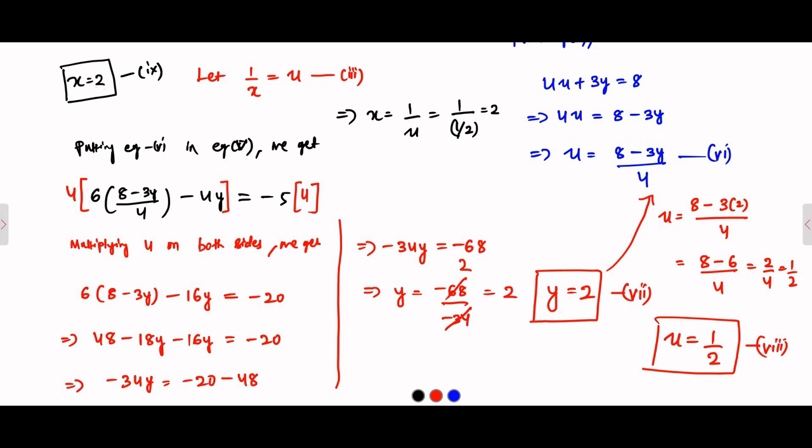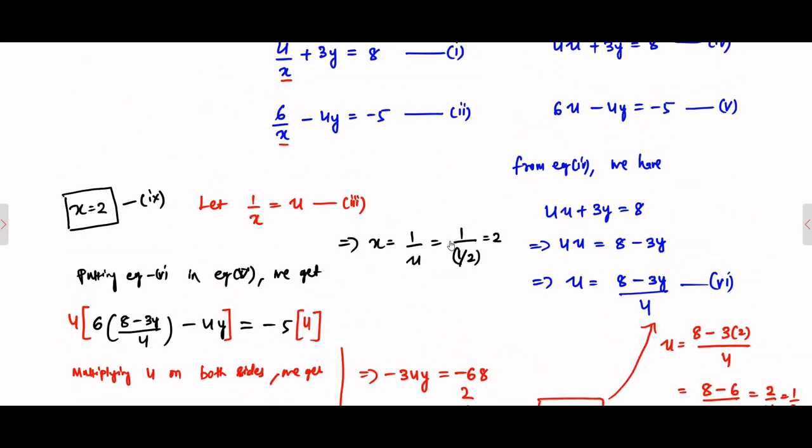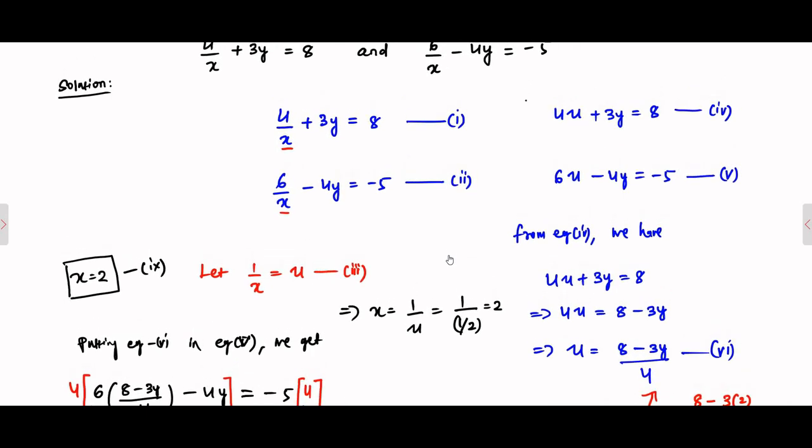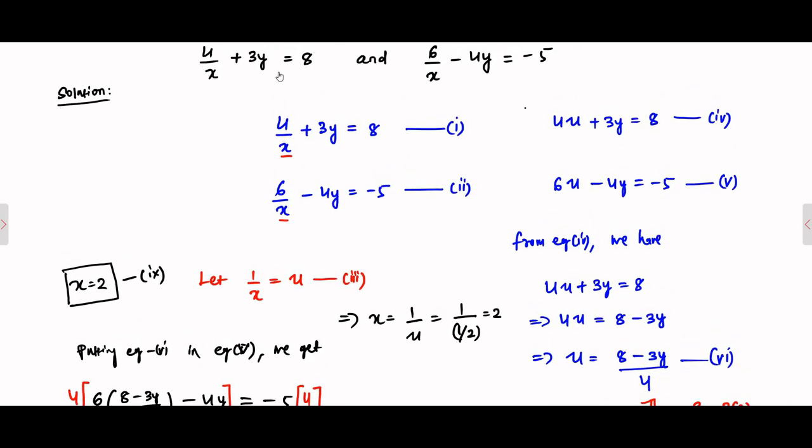So the important thing here is this variable x, which is in the denominator of the fraction, 4 by x, 6 by x, instead of 4x and 6x. So for this 1 by x, this fractional variable, we made the substitution. We created another variable, a third variable u, for this fractional portion. We converted it into a simple format, 4u plus 3y is equal to 8, 6u minus 4y is equal to minus 5.